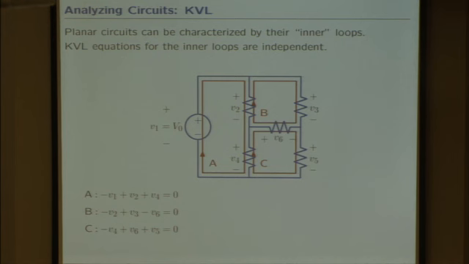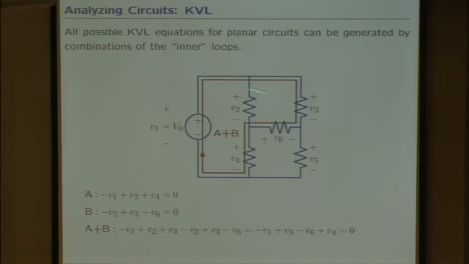This network is a particular kind of network that we call a planar network. A planar network is one that I can draw on a sheet of paper without crossing wires. So I can draw this network without crossing wires. I'll call it planar. And it turns out that the Kirchhoff's voltage laws for the innermost loops are always independent of each other. That's kind of obvious because each loop contains at least one element that some other loop didn't have. So that's kind of the reasoning for why it works.